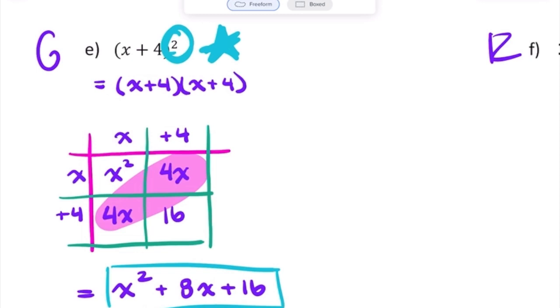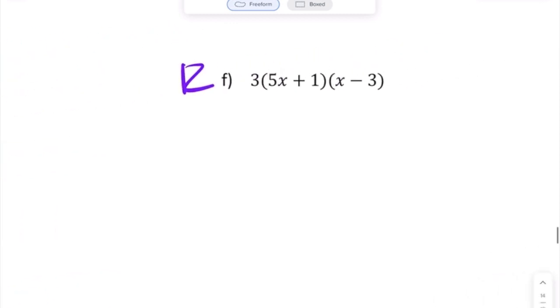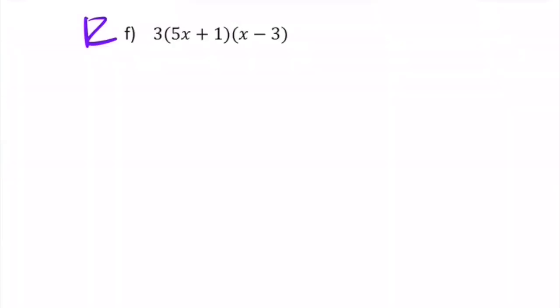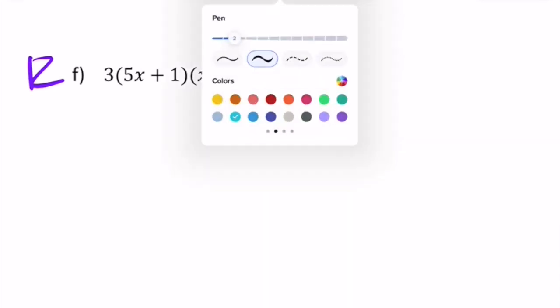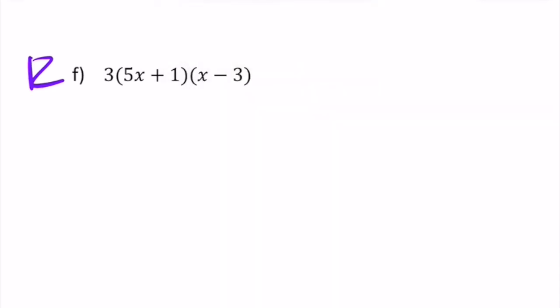Okay, the last one. All right, the last question has more than one multiplication statement going on. So real quick here, let's talk about what would happen if we were multiplying more than 2 numbers. So let's say I had 3 times 4 times 2.